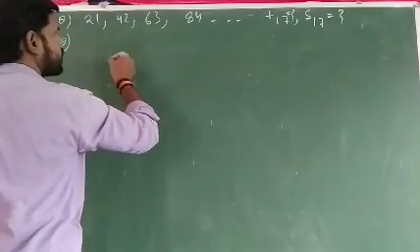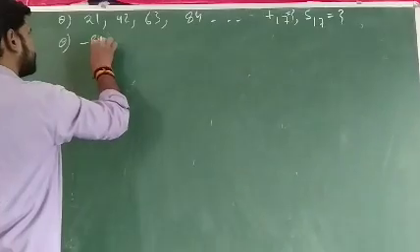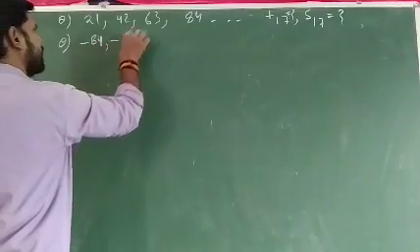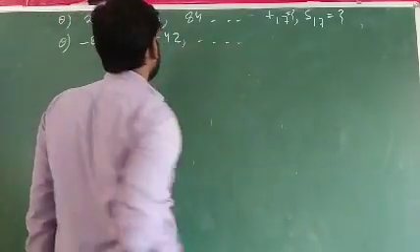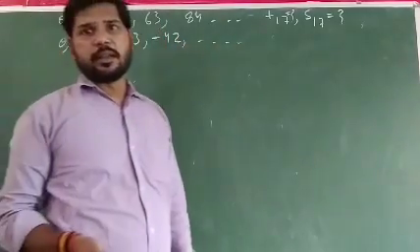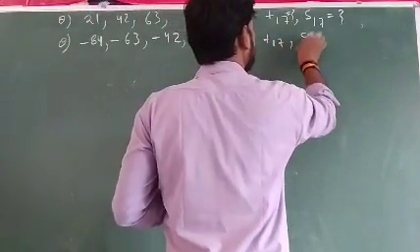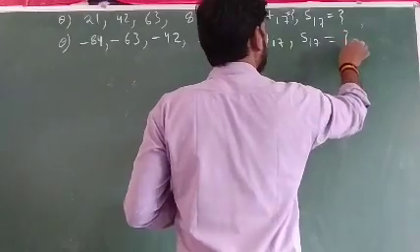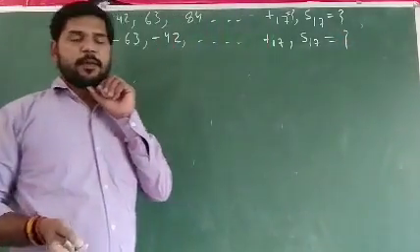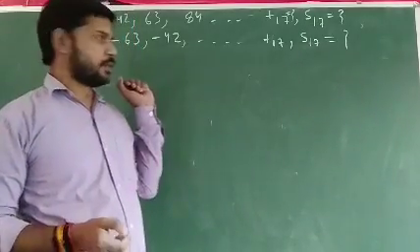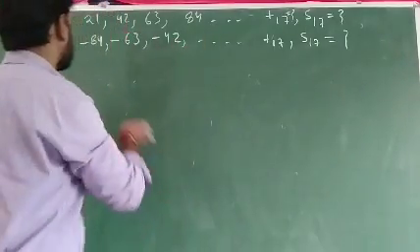Similarly, we can have more questions. Suppose it is given the same question, I can write it like this: minus 84, minus 63, minus 42, and so on, and it is asked to find T17 again, and S17, and at the same time I can also ask: which term will be the first negative term of the sequence?